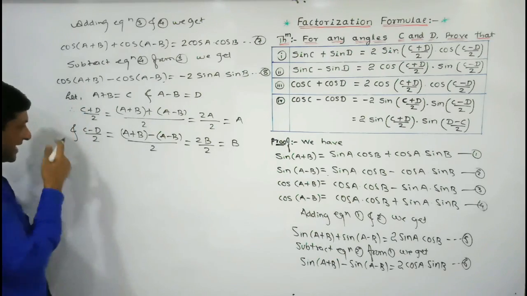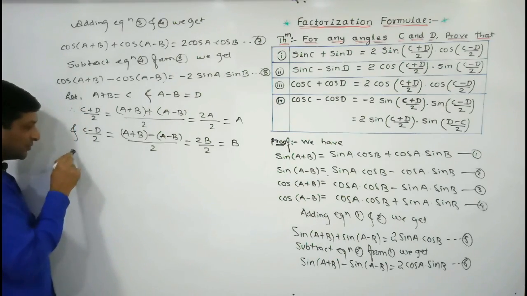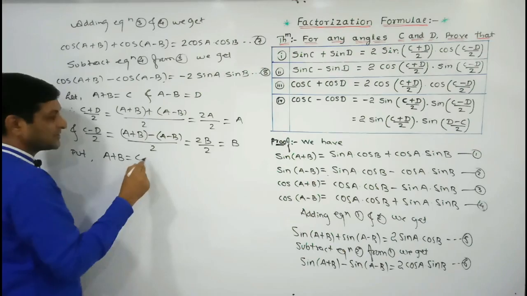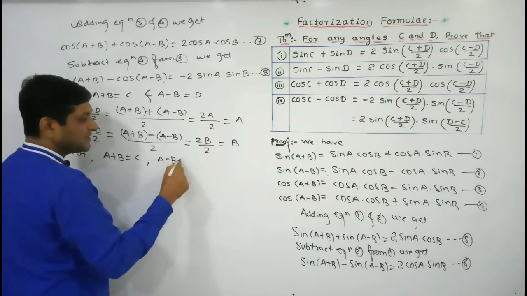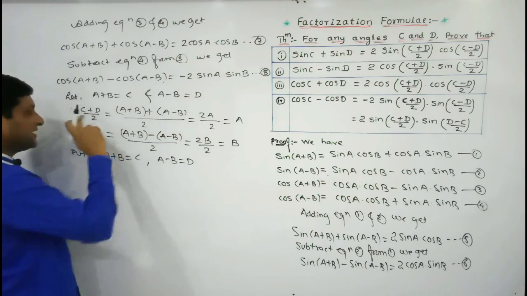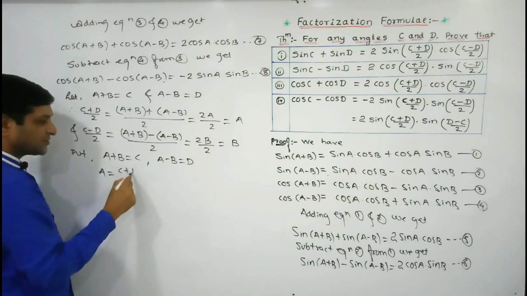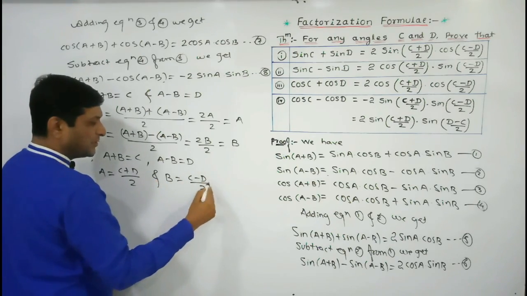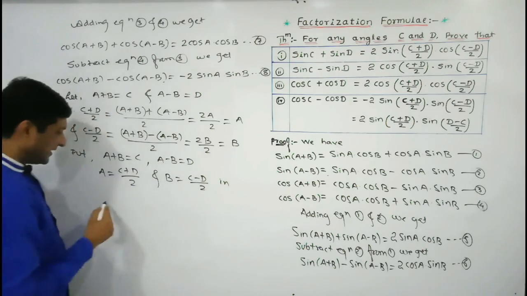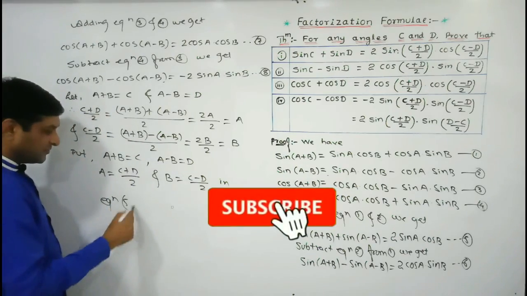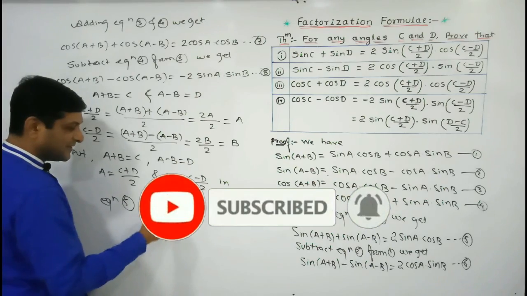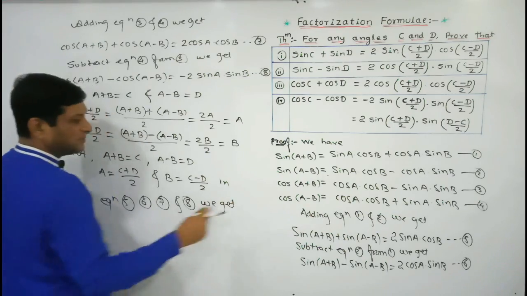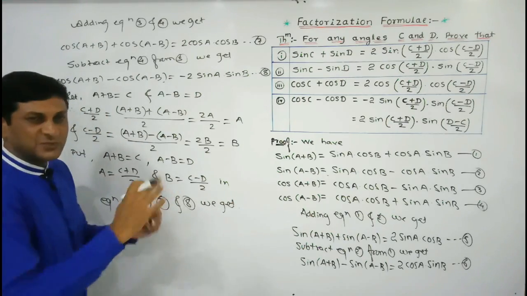So that's why here we are writing: put A plus B is equal to C, A minus B is equal to D. Again A is equal to (C plus D) upon 2, and B is equal to (C minus D) upon 2, in equations 5, 6, 7 and 8 we get. Let us see what result we will get if we are substituting these values in these equations.